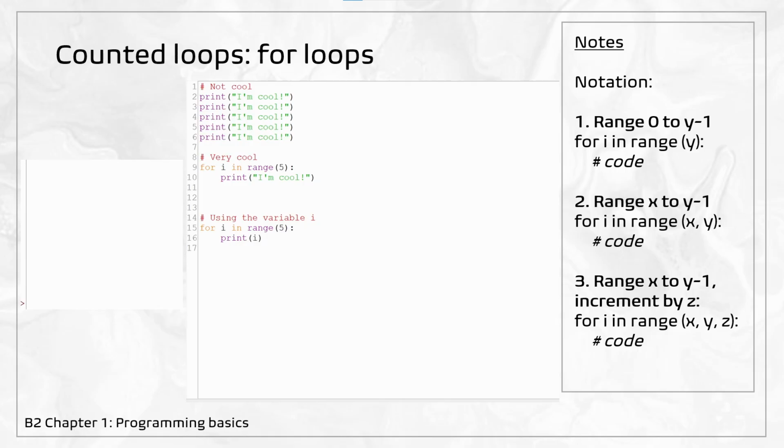What if we wanted to repeat a block of code a set number of times? Instead of pasting the same block of code repeatedly, you can use loops. There's 2 kinds of loops. The first is a counted loop or for loop, which we'll explore right now.